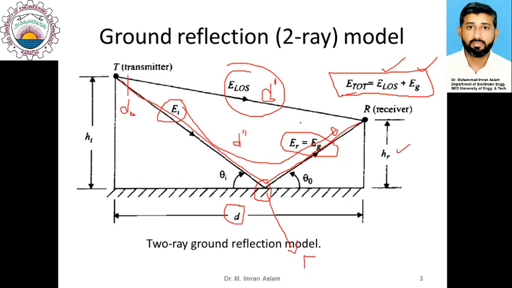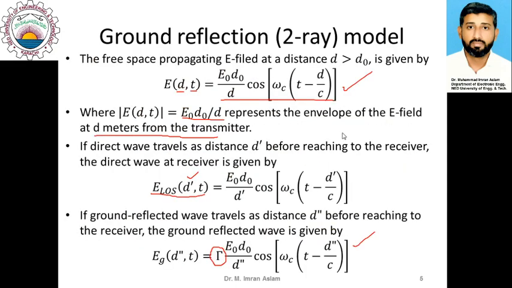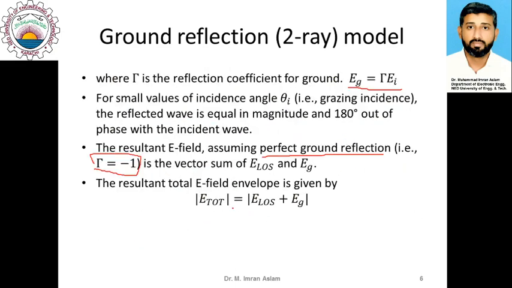So coming back to this model, you can see that the total electric field now has two different components. The first component is the line of sight component, and the second is the ground deflection component. So the total field would be the sum of these two, ELOS and EG, and as we are interested in calculating the magnitude of the field, the magnitude of the field will be equal to the magnitude of the sum of these two fields.